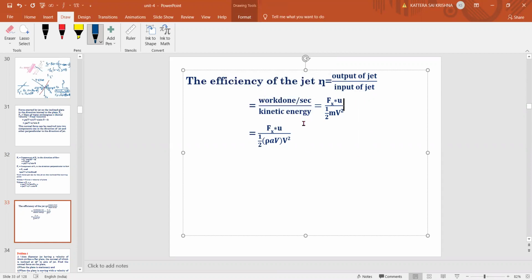So the input of the jet is taken as the kinetic energy. So work done per second is Fx into u. Then kinetic energy, we know the formula, half m v square, where v is the inlet velocity of the jet. We are talking about only the jet, not the jet which is hitting the plate. Kinetic energy is nothing but the input of the jet. So here we should not take v minus u. Remember the point. We should not take v minus u here, because we are talking about only the jet before hitting.